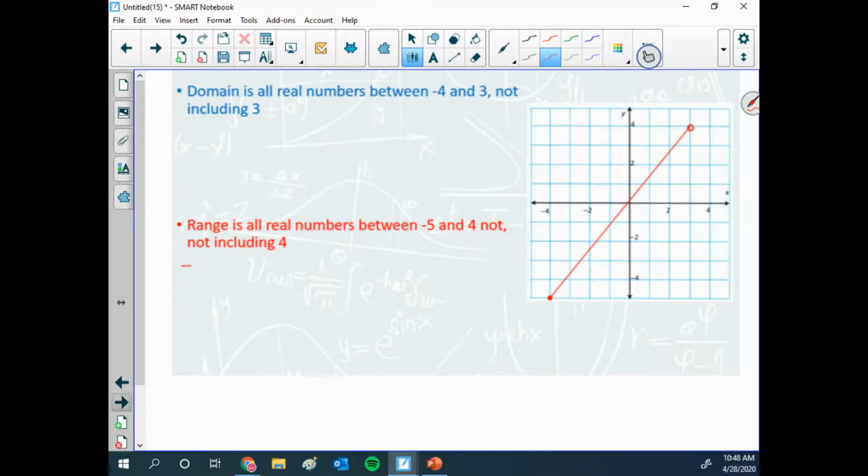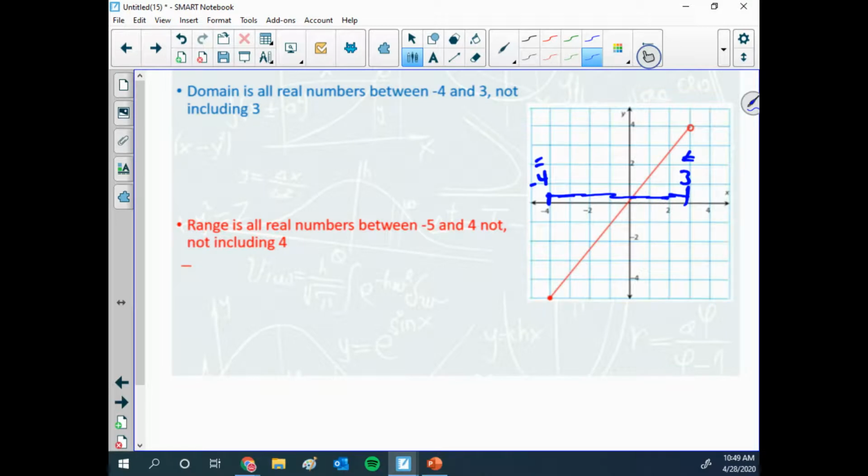So here is a graph that we looked at previously in the other video, and we had already expressed this in words. And so from the previous video, we said domain is all real numbers between -4 and 3, not including 3. So that's saying, you can go all the way to -4, I can equal that number, and then I go all the way up on the x value, I can go up to 3, but I cannot equal 3. Now we want to express that in interval notation.